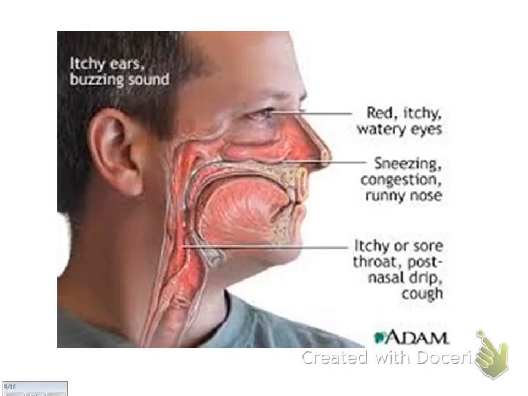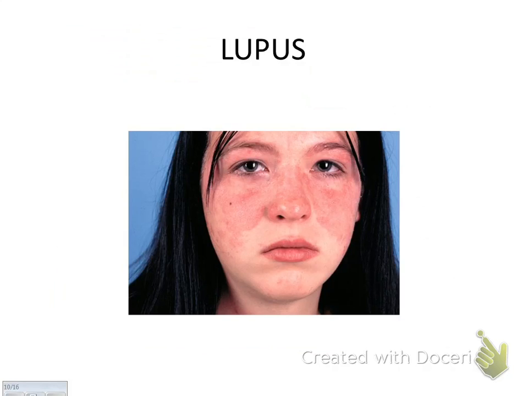Okay, so now we're talking about autoimmune disorders, and that's where your body attacks you. The first one is lupus. Lupus is where your immune system attacks your kidneys. And you can see on this picture, it's characterized by the butterfly rash.